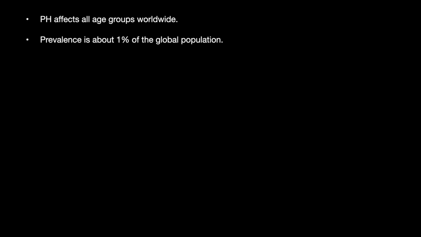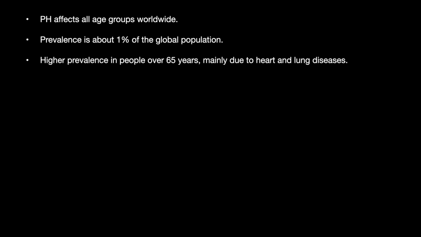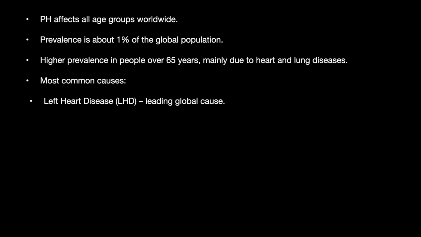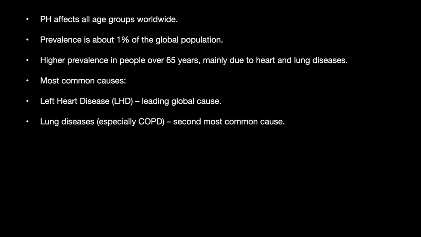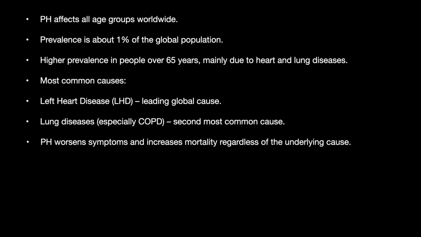Pulmonary hypertension affects all age groups across the world. The prevalence is around 1% of the global population. Higher prevalence is seen in people over 65 years, mainly because of associated heart and lung disease. The most common cause is left heart disease, which is quite obvious. This is the global leader, followed by lung disease like COPD. So these are the two most important conditions one must remember. Pulmonary hypertension worsens symptoms and increases mortality regardless of these underlying conditions.